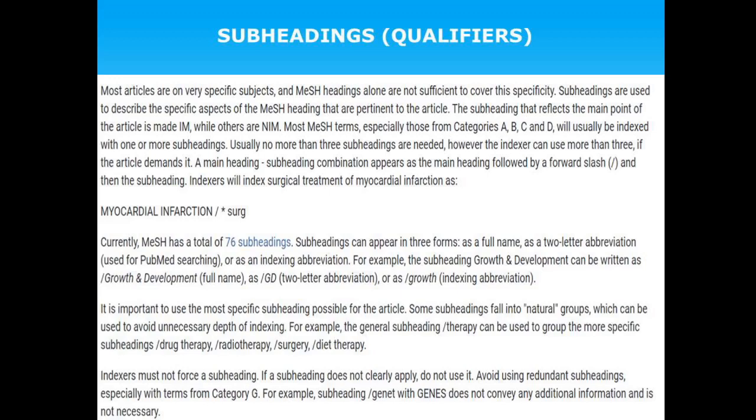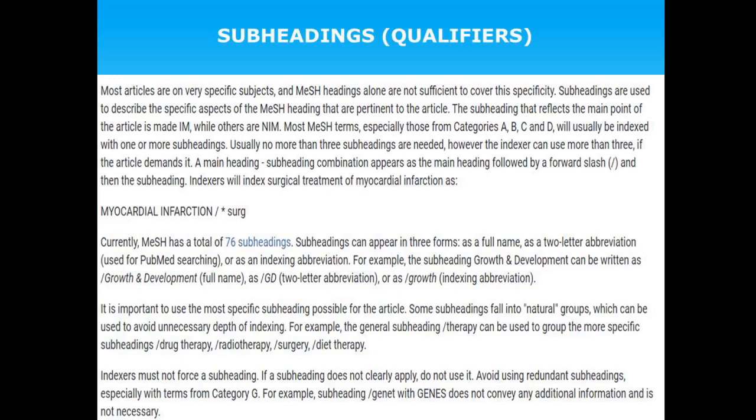So currently MeSH has a total of 76 qualifiers, that is 76 subheadings. Remember, it appears in 3 forms: full name, 2-letter abbreviation, and indexing abbreviation. See this particular example, growth and development can be written in three forms. Growth and development without any change, full name, full spelling, okay. And GD, if they represent only a two-letter abbreviation, GD. And only slash growth, that is the indexing abbreviation. For the indexing purpose, they are using a predefined abbreviation.